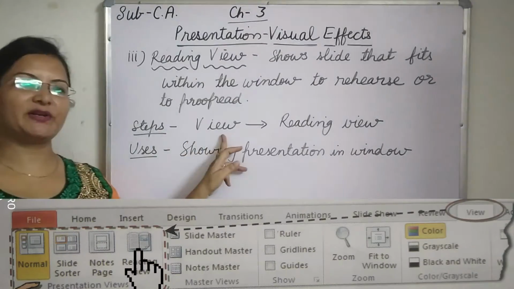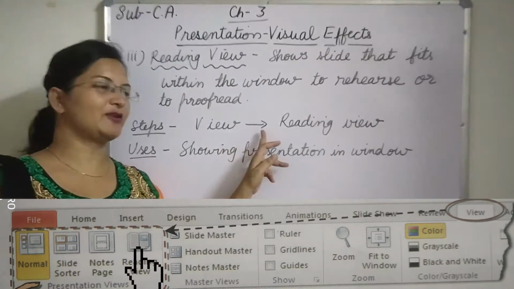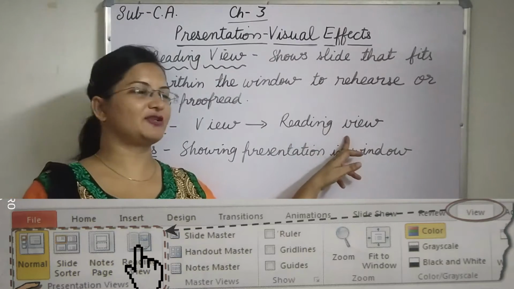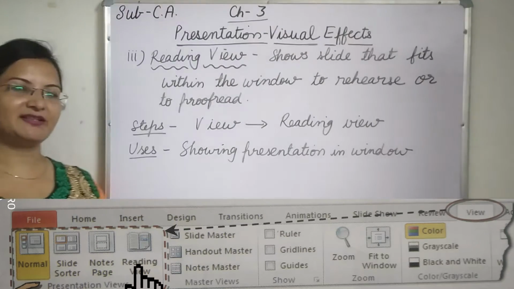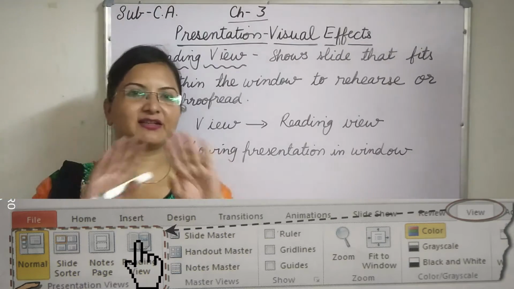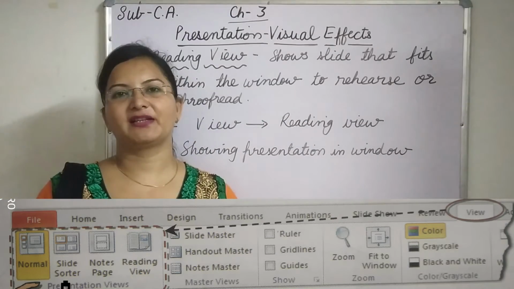The steps to open it are the same. You have to click on the View tab in the ribbon, and then you have to click on Reading View. Now what are the uses? It will show the presentation in the window so that the person can easily read it.